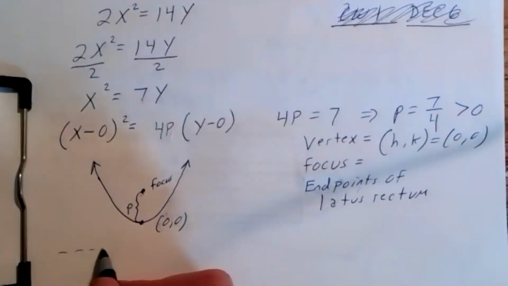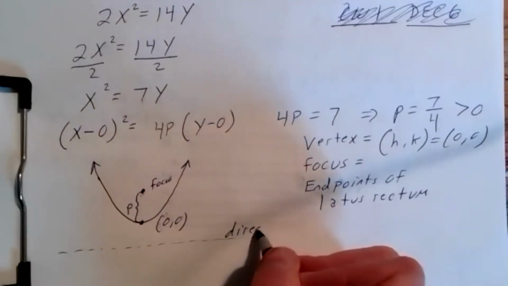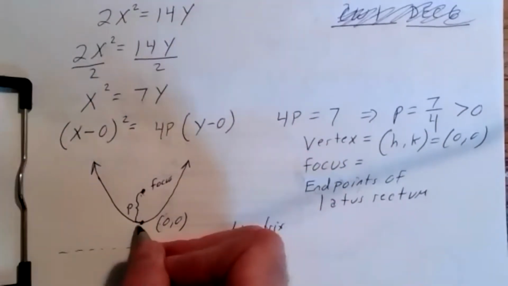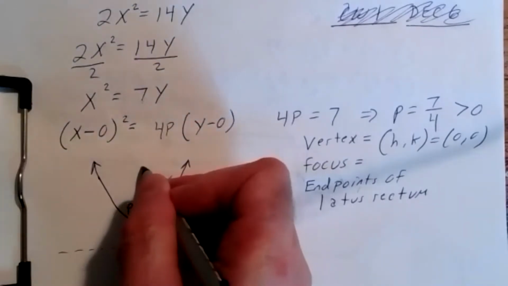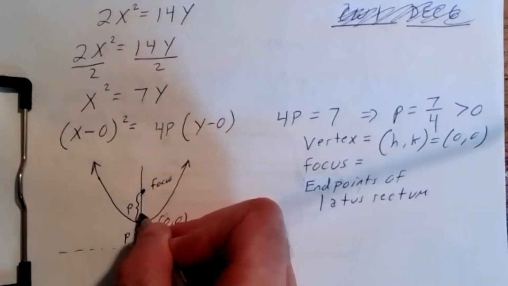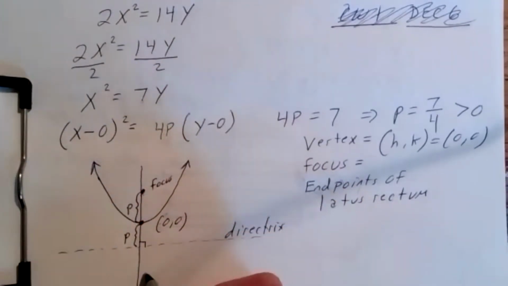The directrix in this case would have to be horizontal. That's the directrix, and it is P units away from the vertex point. The axis of symmetry contains the focus and the vertex and is perpendicular to the directrix. This would be your axis of symmetry.